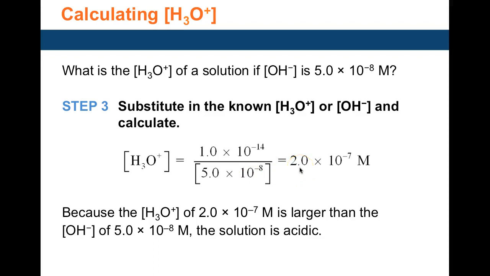So then you just plug it into your calculator, and the H3O+ value comes out to be 2 times 10 power negative 7. Now this is greater than 1 times 10 power negative 7. Therefore, this solution is acidic.